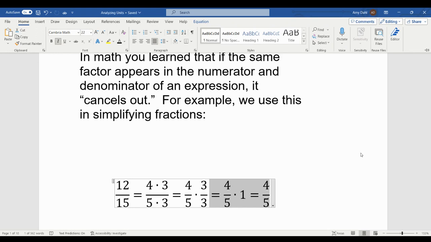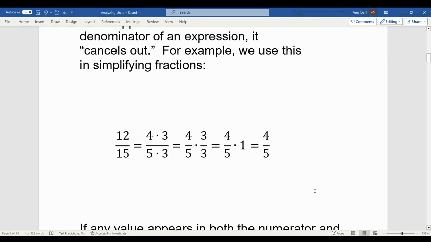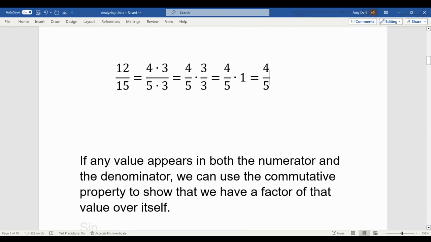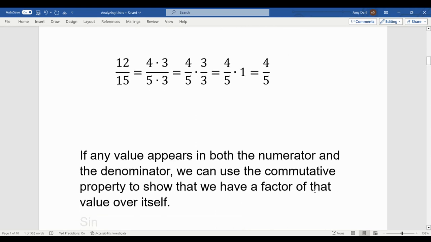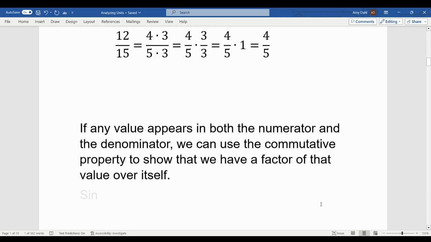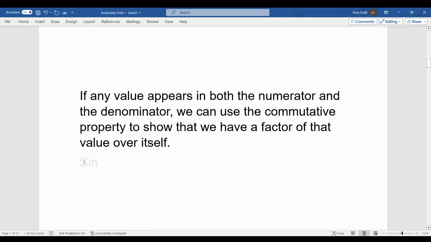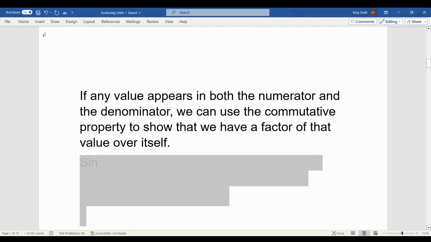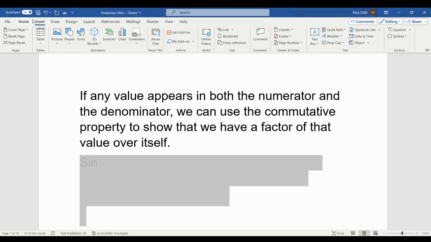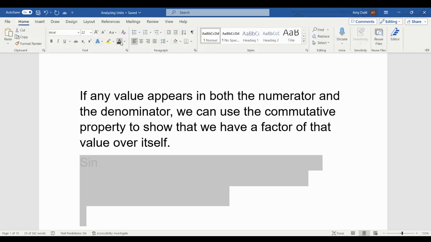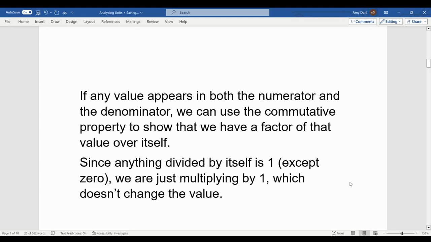So that's math. No units in math. In science, we have units. Any value that appears in both the numerator and the denominator, we can use the commutative property to show that we have a factor of that value over itself, and anything over itself is equal to 1. So we just take it out. We call it canceling. Since anything divided by itself is 1, except for 0, we're just multiplying by 1, which doesn't change the value.